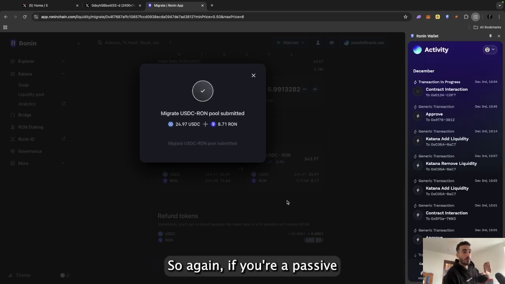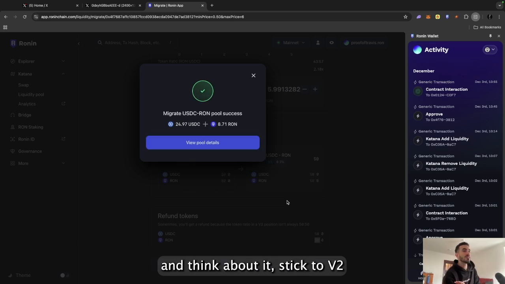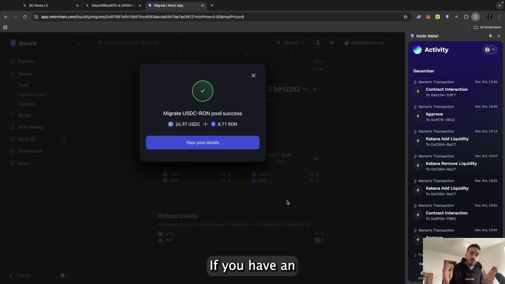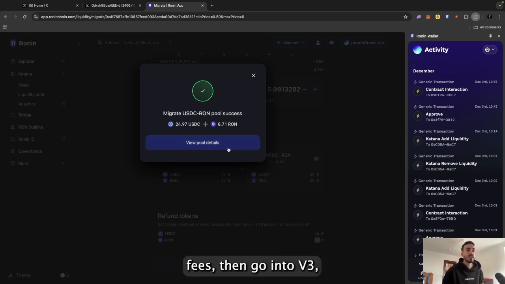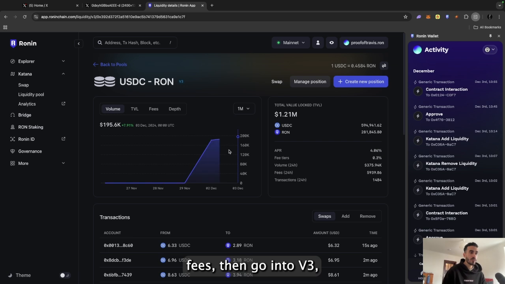So again, if you're passive and you just don't even want to look at price and think about it, stick to V2. If you have an ideal range of RON and you still want to kind of maximize from the fees, then go into V3. It's really based on your investment thesis.